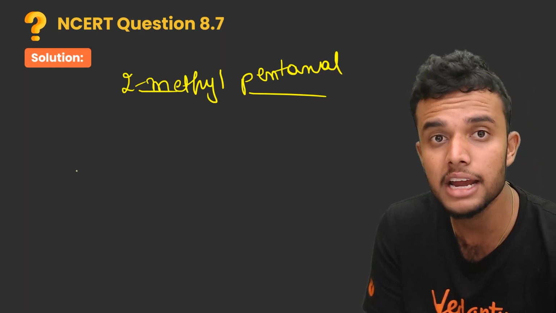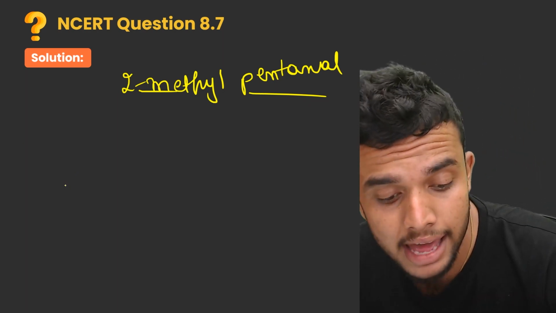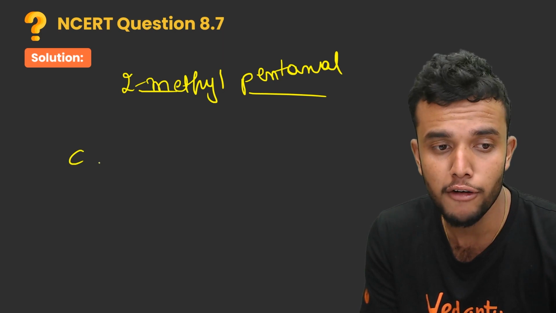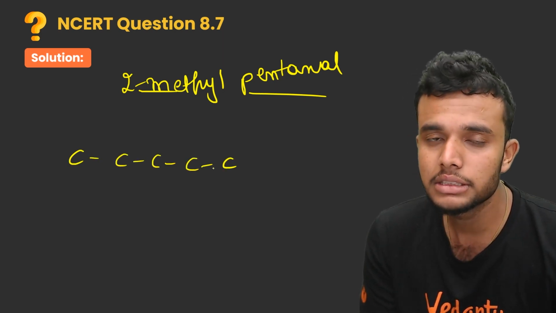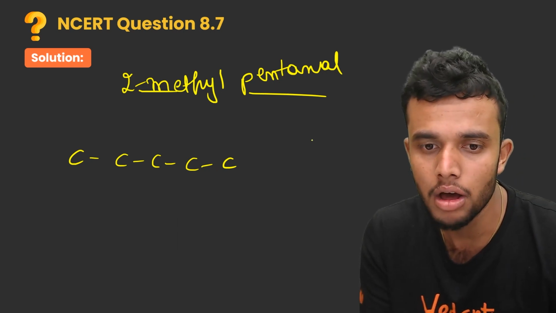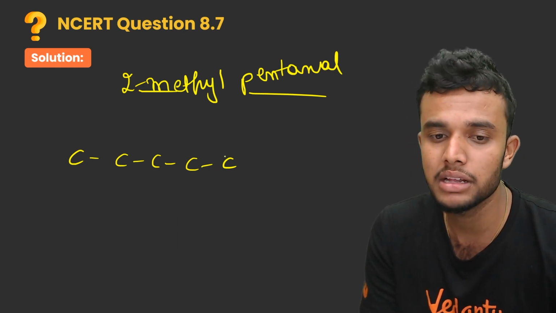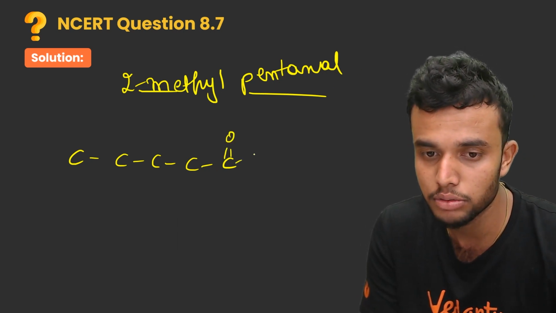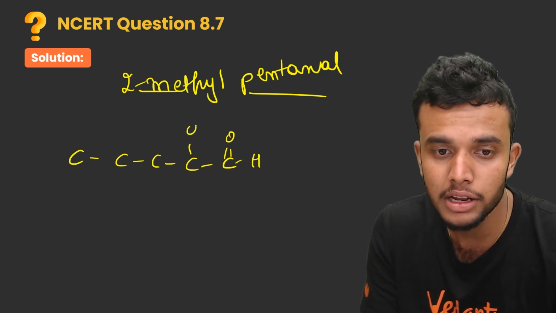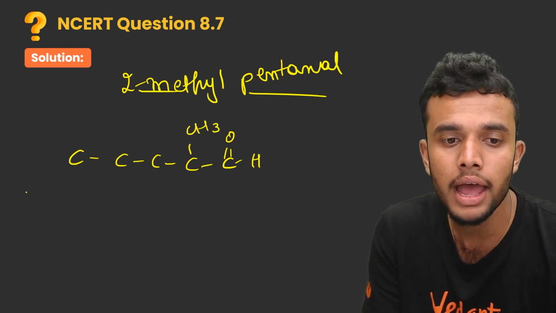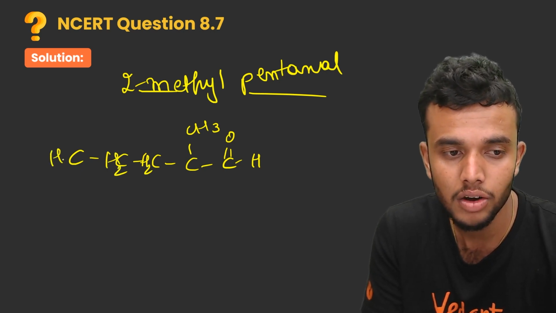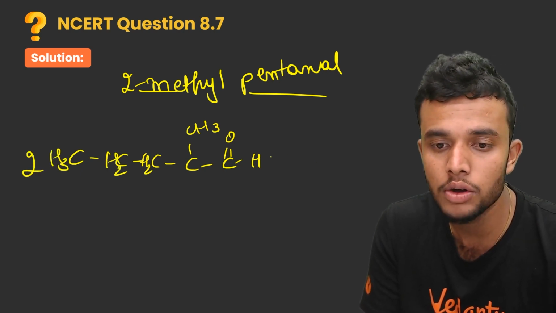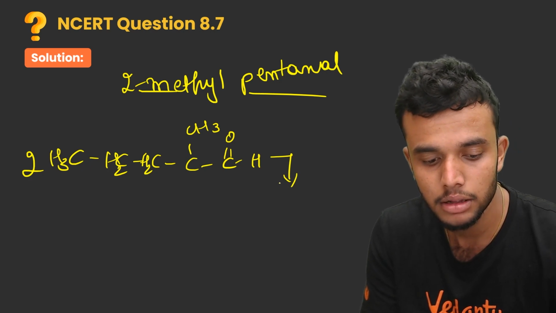2-methyl pentanal: at the second position, a methyl group is there. Pentan is nothing but five carbons, not a five-membered ring, a straight chain, right? Pentanal: the aldehyde is at the first position. At the second position, a CH3 group is there. Here CH2, CH3. Okay students, two molecules undergo aldol condensation.